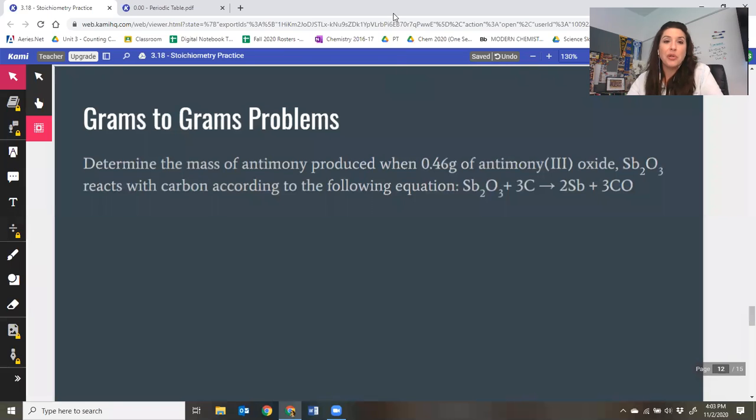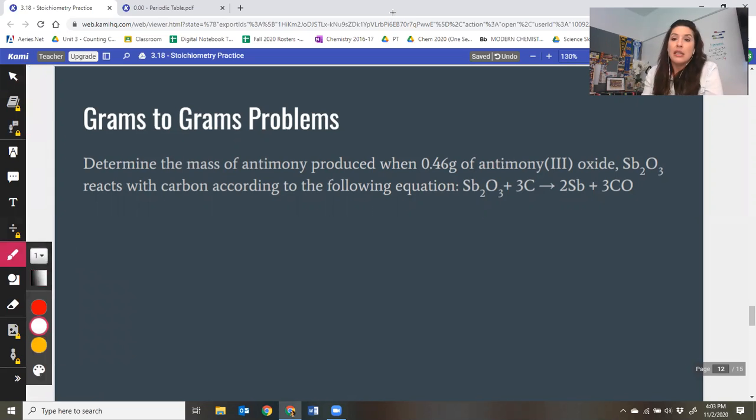All right, we've got another gram to gram problem here. So we're trying to determine the mass of antimony. And antimony is this fellow right here, SB. So how many grams of antimony is produced when we start with 0.46 grams of antimony 3 oxide?